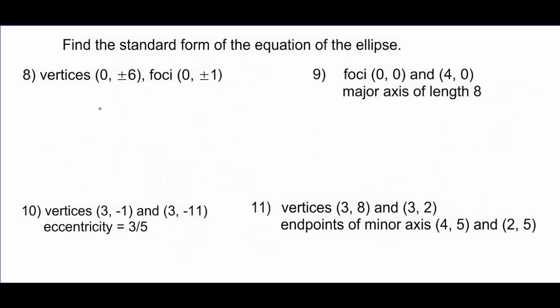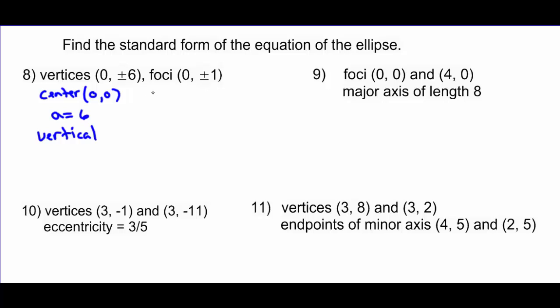All right, 4 clue problems left. They all have a little bit different information. Let's take a look at them. Number 8, vertices at 0, plus or minus 6 tells me a couple of things. First, I know that the center would be at the origin. Second, I'd know the A value is 6. Oh, one more thing. If the vertices are at 0 and plus or minus 6, I also know that this ellipse has to be vertical. And by vertical, I mean a vertical major axis. Okay, so it's taller than it is wide.